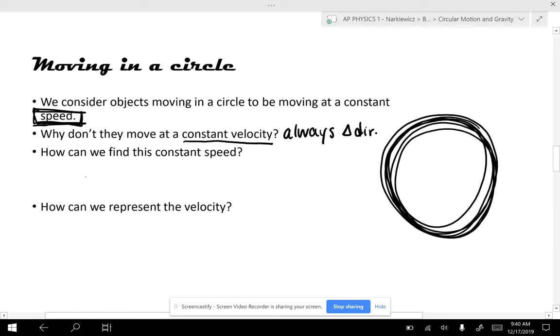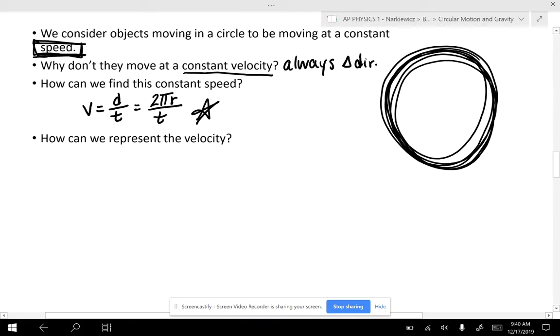Okay, so to find that constant speed, and the videos talked about this a little bit, we start with the idea that velocity is a change in distance over time. But we're moving in a circle, so we need to use the circumference over the time. Okay, this is an equation that you do need to remember because it is not on your reference table.